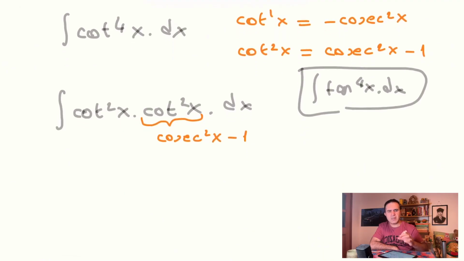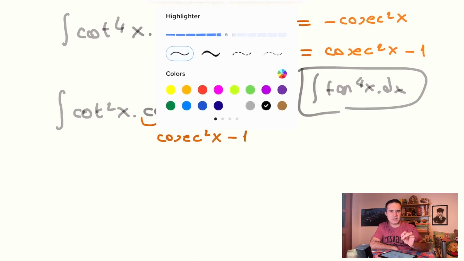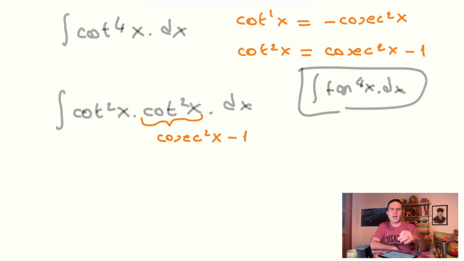Try to understand the links between these two functions, tangent x and cotangent x, and also between secant x and cosecant x. If you understand the links between them, calculus will be a lot easier than you think.